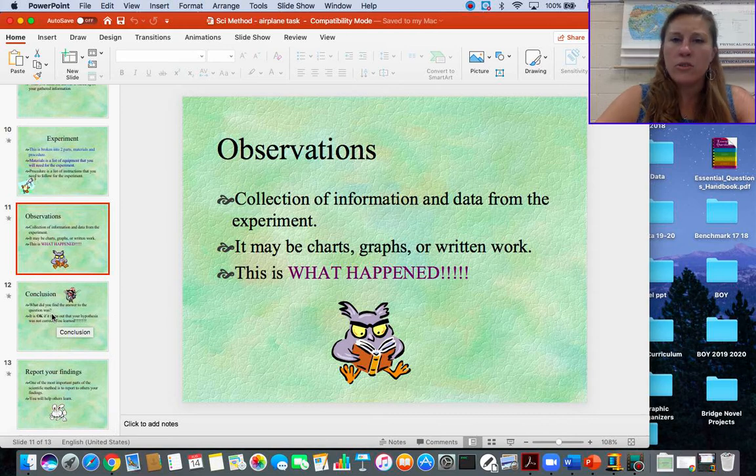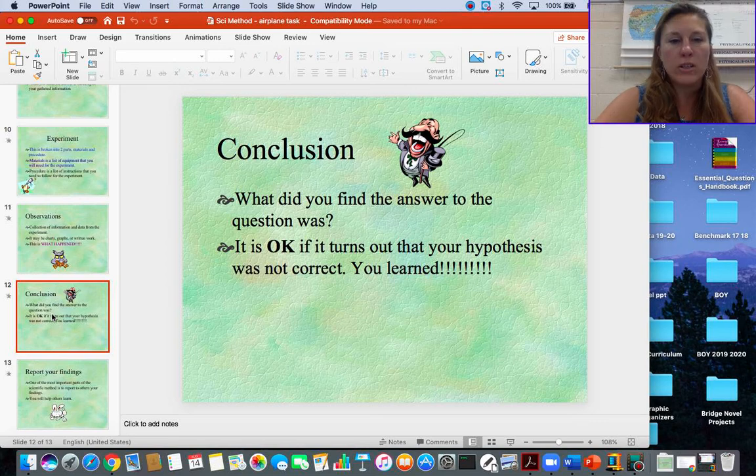Once you've done your experiment, you've collected your data, your observations, you're going to make a conclusion. What did you find that answered the question? What did you find that answered the problem? It's okay if it turns out that your hypothesis wasn't correct. You learned that that didn't solve your problem.